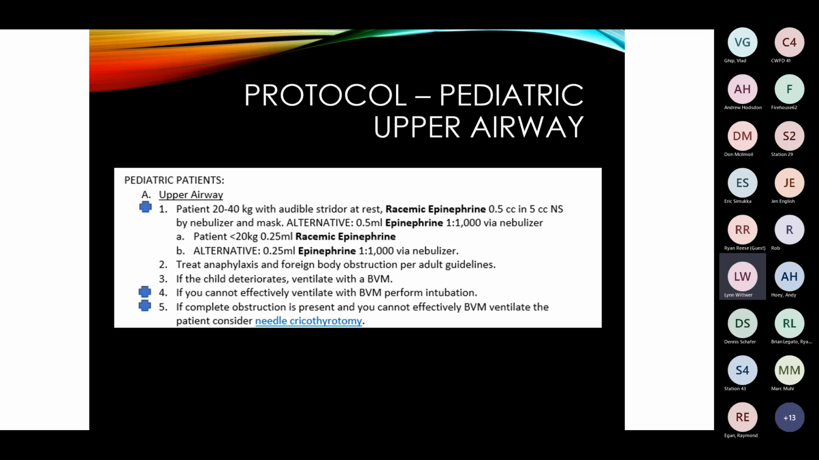An alternative, if you don't have racemic epinephrine, is just a form of epinephrine that has both the dextro and the levo form of epinephrine. It's not magic. It has a little less beta effect, so a little less heart rate stimulating. But if you don't have racemic epinephrine, the same dose, 0.5 of epinephrine via nebulizer works just fine. For a child that's under 20 kilograms, racemic epinephrine or epinephrine at 0.25 mL nebulized.